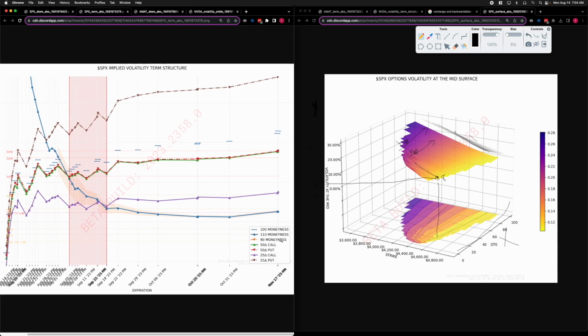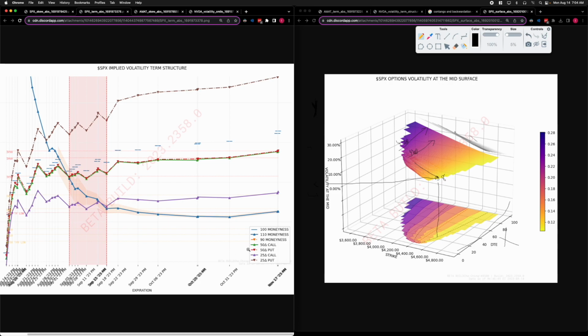Moneyness is just a measure of whether something's in the money or out of the money. And the really quick and dirty way to think about it in this particular case is 100 moneyness means that something's at the money, right? And this is irrespective of put or call. So it's actually combined put and call together. 110 moneyness means something is 1% in the money, and 90 moneyness means that something is 1% out of the money. It's really that simple.